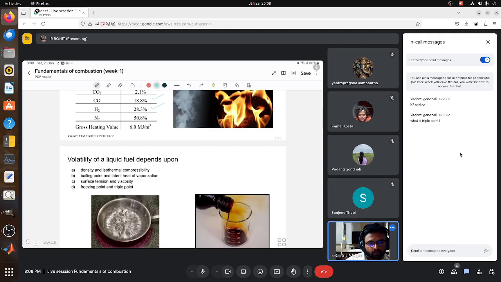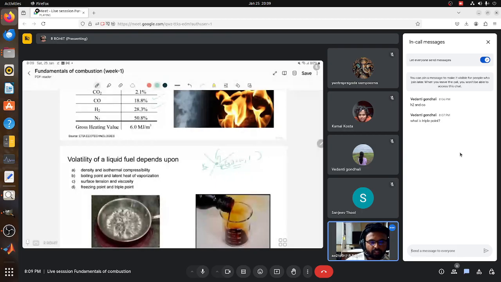Yeah, so what is the triple point? Triple point is where you have three phases: solid, liquid and gas. For water you have a triple point at some 273 Kelvin for a given pressure. At this point you have coexistence of solid, gas and liquid. That's what we call the triple point.